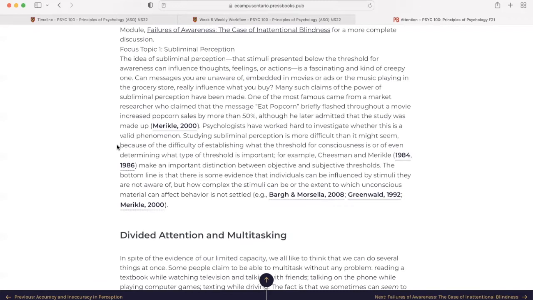Psychologists have worked hard to investigate whether this is a valid phenomenon. Studying subliminal perception is more difficult than it might seem because of the difficulty of establishing what the threshold of consciousness is, or even determining what type of threshold is important. For example, Cheesman and Merikle made an important distinction between objective and subjective thresholds. The bottom line is that there is some evidence that individuals can be influenced by stimuli they are not aware of. But how complex the stimuli can be, or the extent to which unconscious material can affect behavior, is not settled.